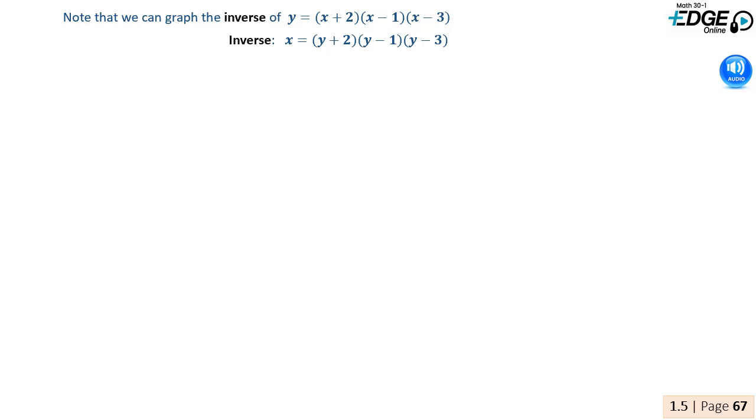Modern graphing software makes it easier than ever to visualize relations and their inverses. Here, we'll show how we can use Desmos.com's online graphing calculator to represent the polynomial function y equals (x + 2)(x - 1)(x - 3) and its inverse.